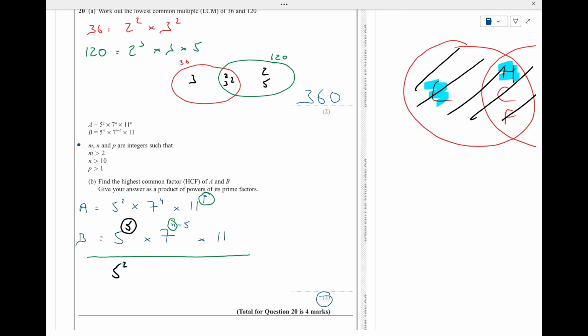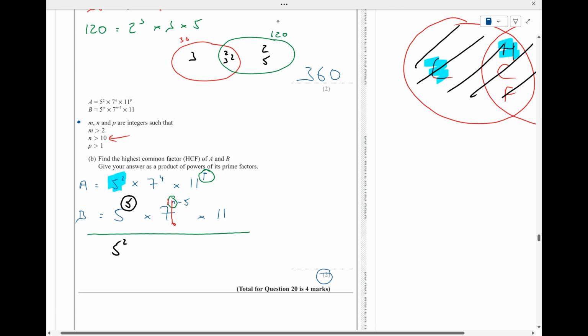The powers of 5 in the highest common factor will be limited by the fact you've got 5 squared there. Now, if n is greater than 10, then that means that the 7 in this second factor, which was n minus 5, must be 5 or more. Well, again, then your 7s in the highest common factor will be limited by this one. So you can only have 7 to the 4.